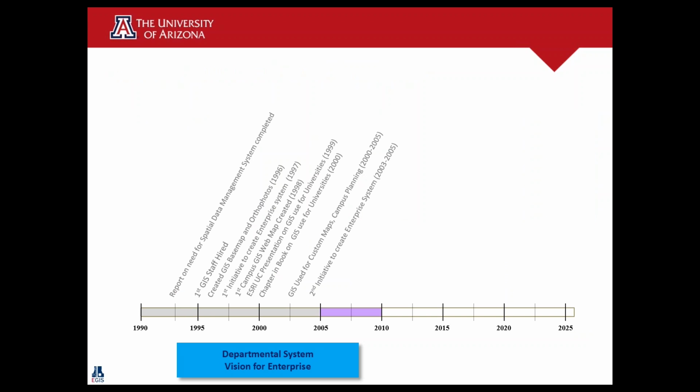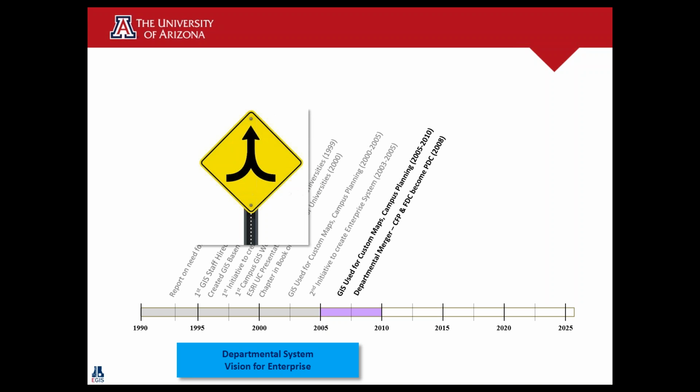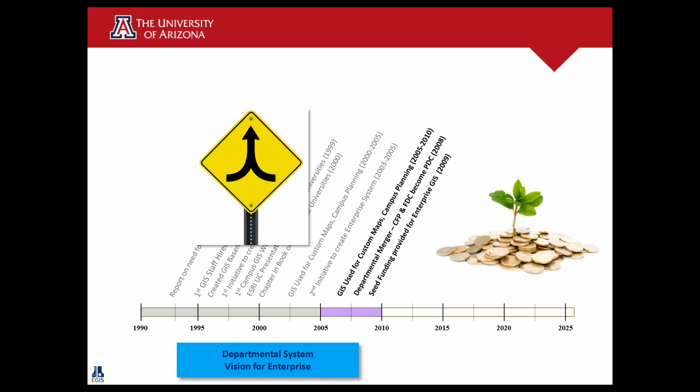During the period of 2005 to 2010, the GIS continued to be primarily a departmental system used for custom maps and campus planning. And then in 2008, the campus planning unit was merged with the design and construction department, which formed planning, design, and construction. One outgrowth of this merger was a new effort, again, to create an enterprise-scale GIS service. In this case, initial seed funding was awarded, and a strategy different from earlier initiatives was created that focused on just getting started building the system, looking for small incremental successes, and not waiting on larger institutional departmental buy-in. So with this seed money, it really started us on a path to doing a demonstration of an actual enterprise system.